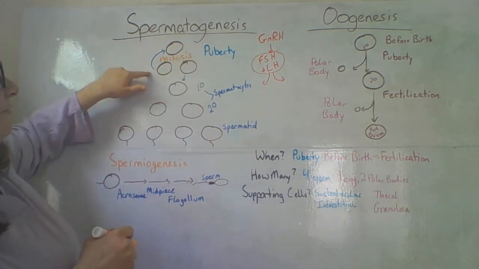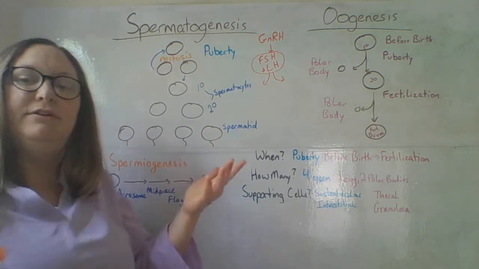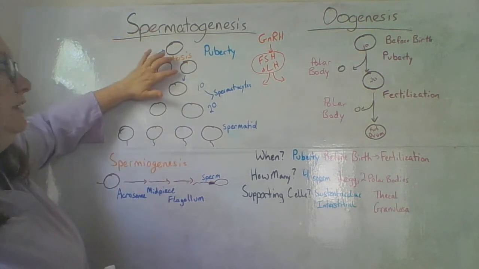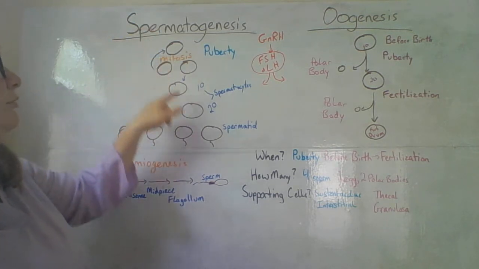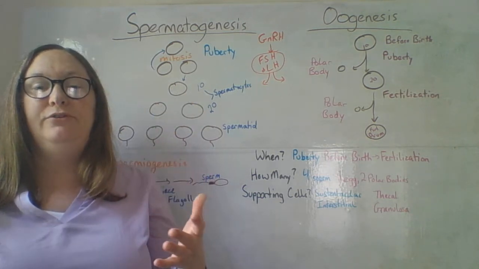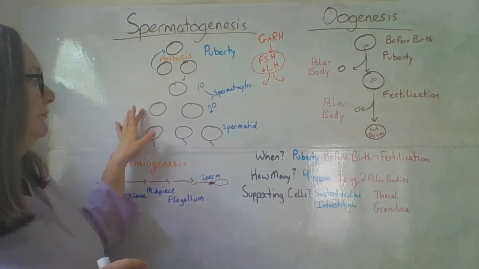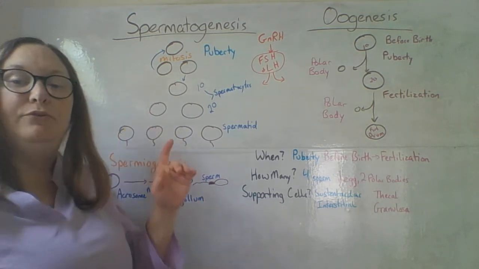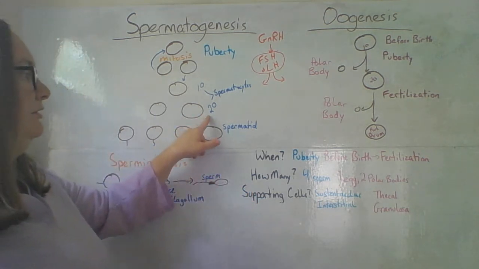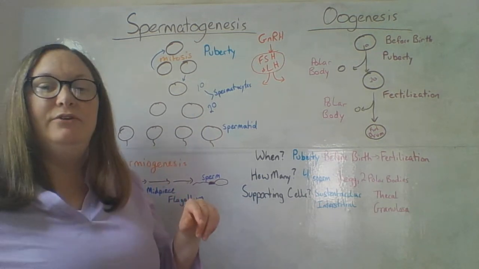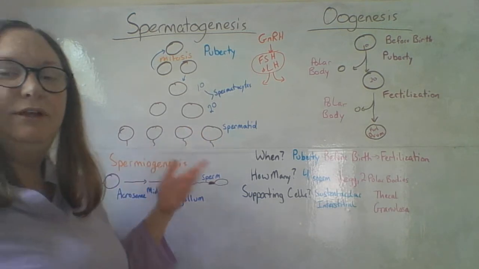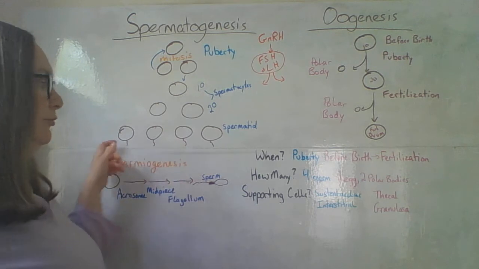And one of those cells is going to go back and replenish the stock, I think of it as replenishing the stock, so you never run out of those spermatogonia. The other cell is going to differentiate into a primary spermatocyte. That is then going to undergo the first stage, meiosis 1. And remember, after meiosis 1, are we diploid or haploid? We're haploid. So these secondary spermatocytes are haploid. They undergo meiosis 2, and we get spermatids.